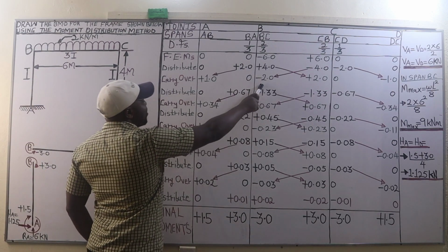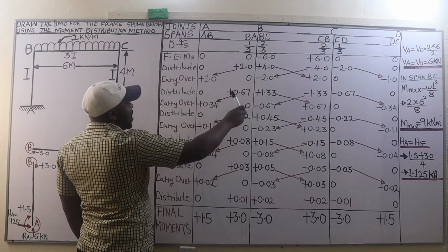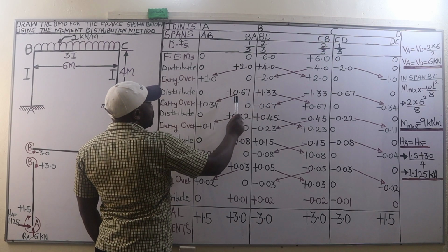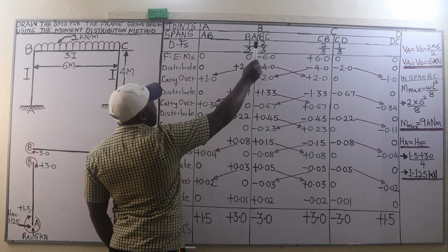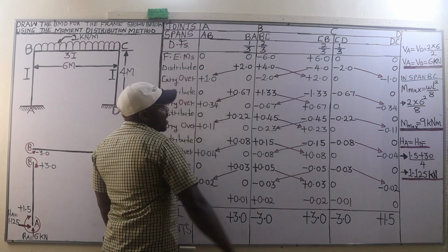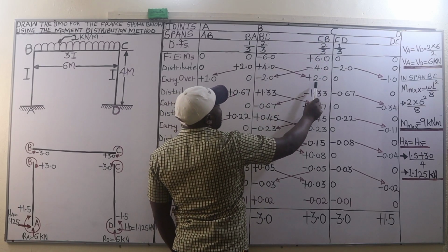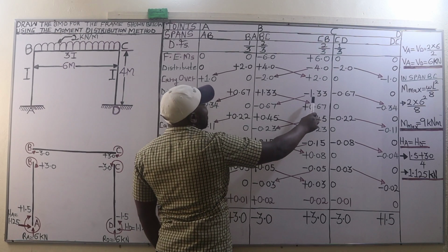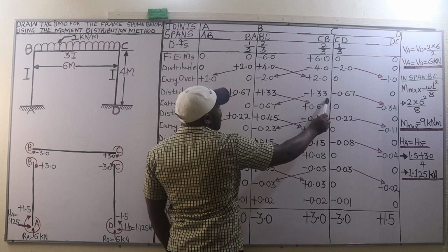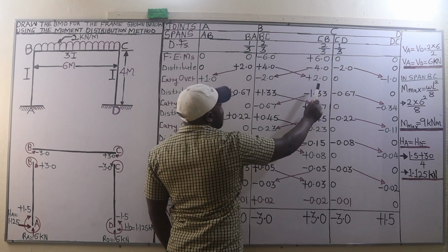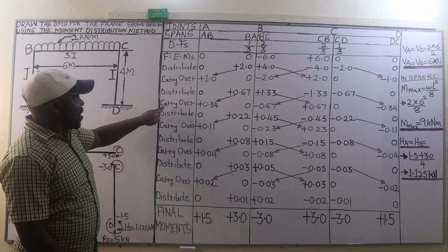Here we got an excess moment of +2. Change the sign. So distribution on member BA, that will be a third multiplied by +2, that is +0.67. On member BC, +2 multiplied by 2/3, that is +1.33. On joint C, we got a moment of -2. Distribute on member CB, that is 2/3 multiplied by -2, that is -1.33. A third of -2, that is -0.67. Then after distributing, we carry over.